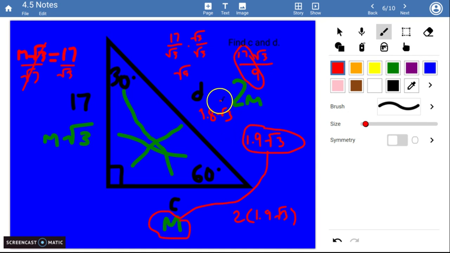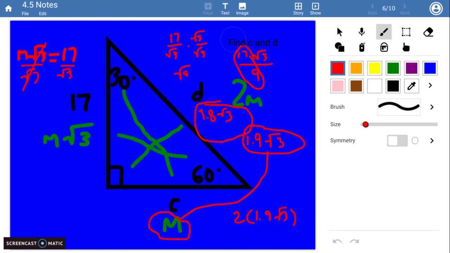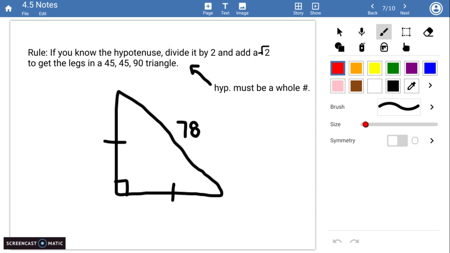So that can be a little challenging. Sometimes you'll have to do that, but remember the steps for simplifying roots. Now we have a rule that might help you and make it quicker for some of your 45, 90 angles. So here's what the rule is.